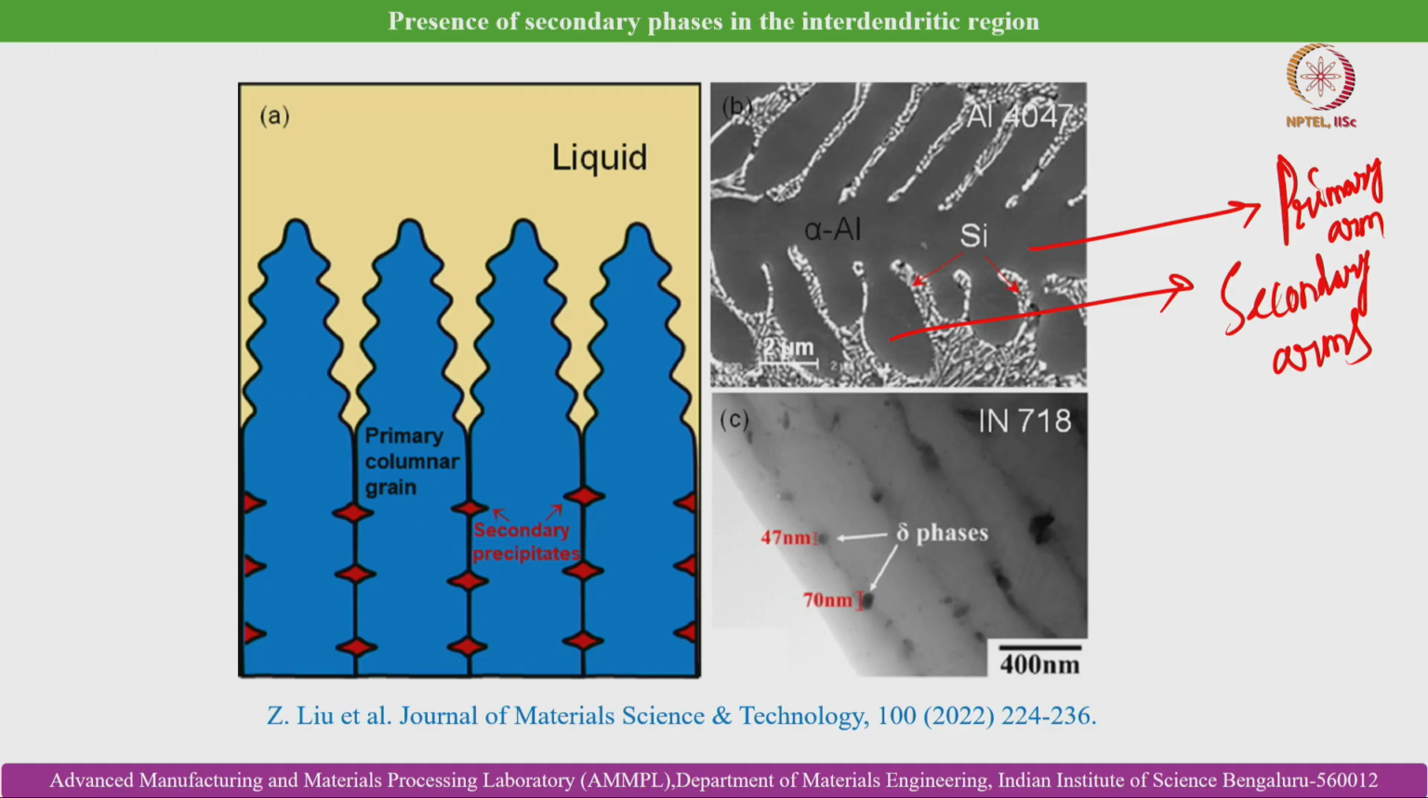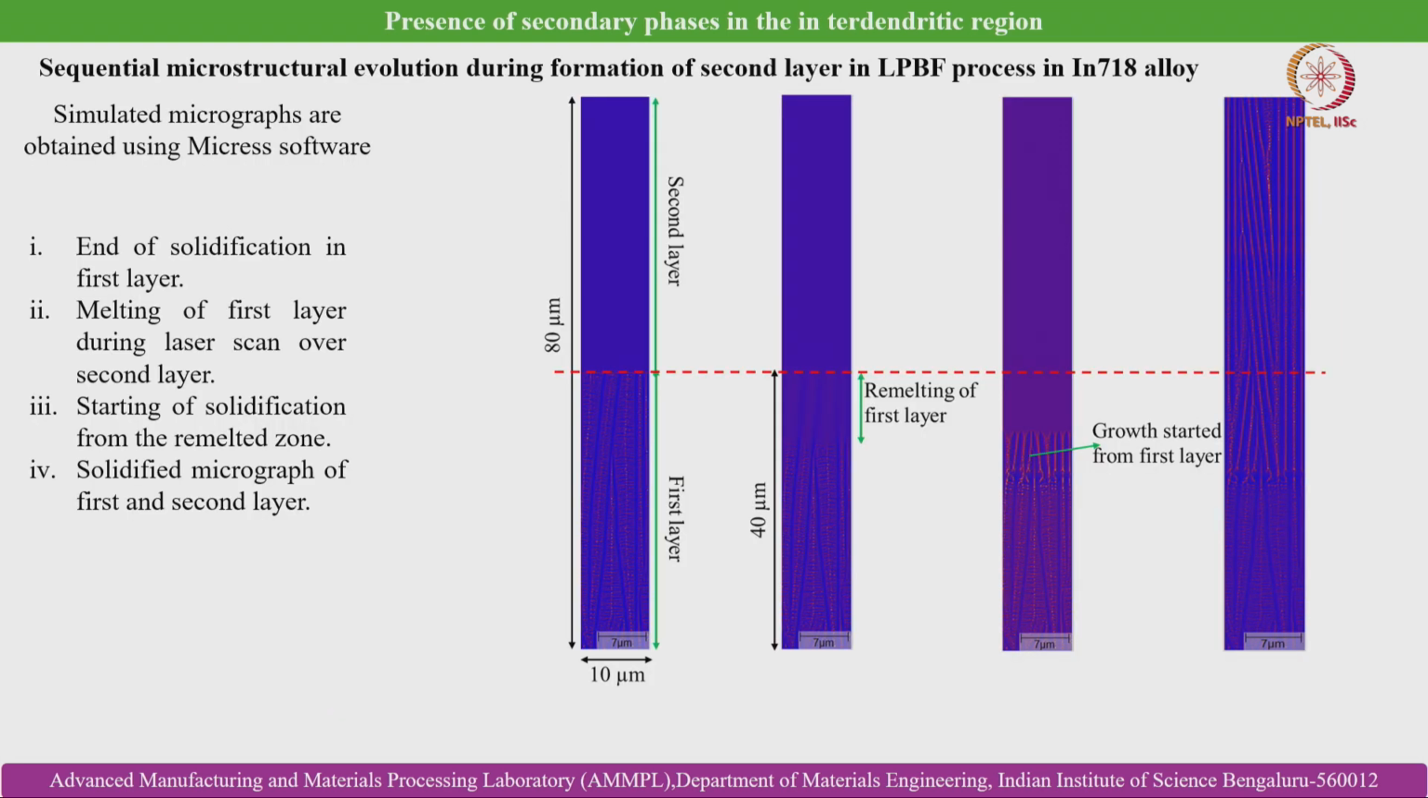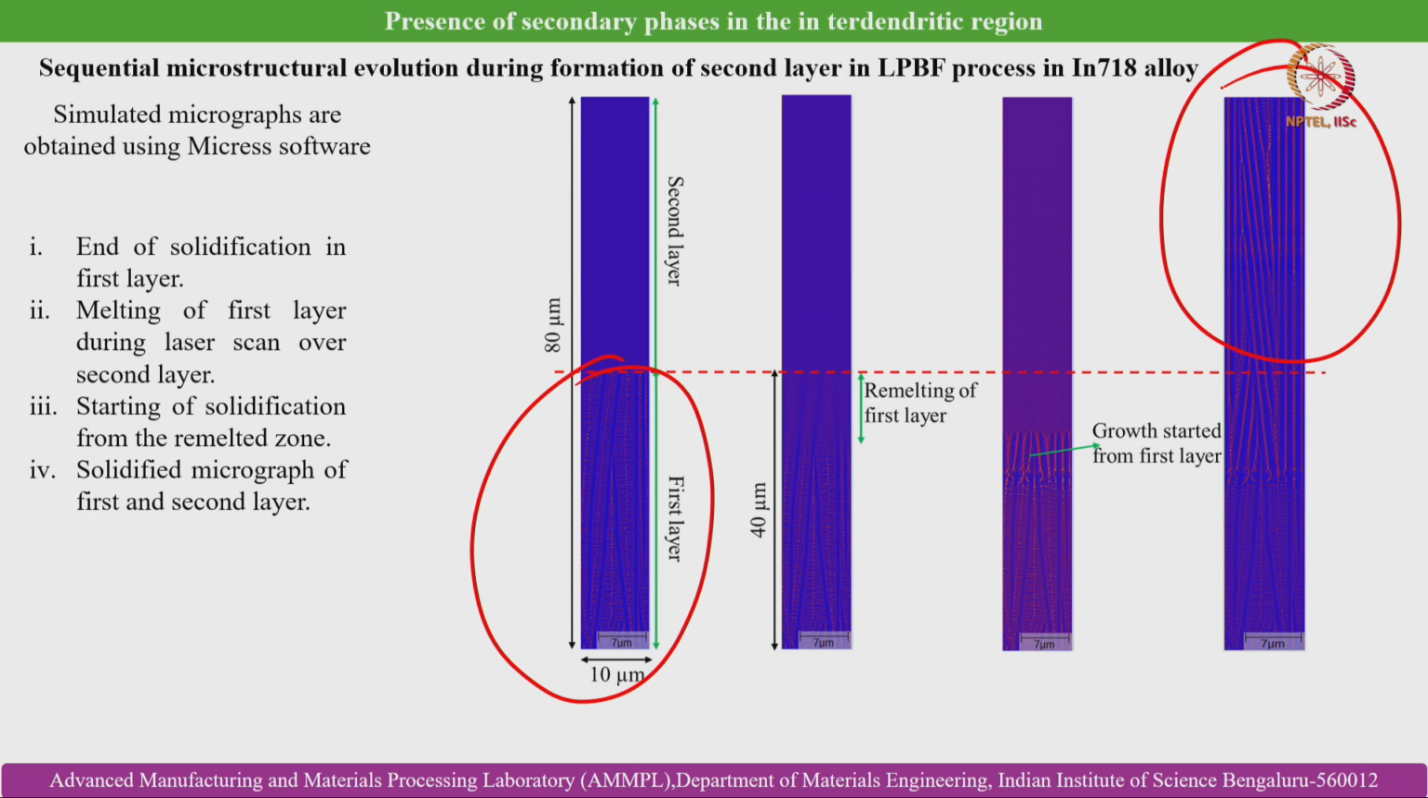Now let us discuss a little more about the simulation outcomes. This is a typical simulated micrograph shown for two layers. Earlier we discussed the microstructure for the single layer alone, and here we are discussing the first layer and also the second layer. The end of solidification in the first layer should be the starting point for the second layer, but that does not happen.